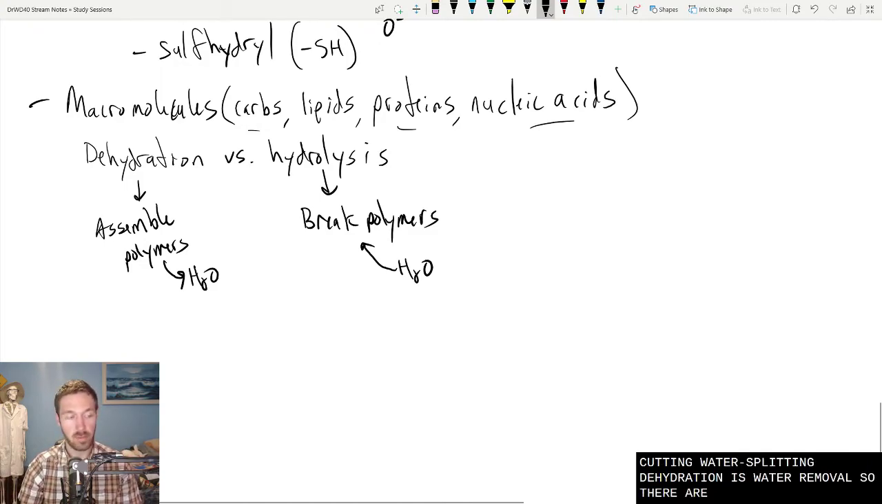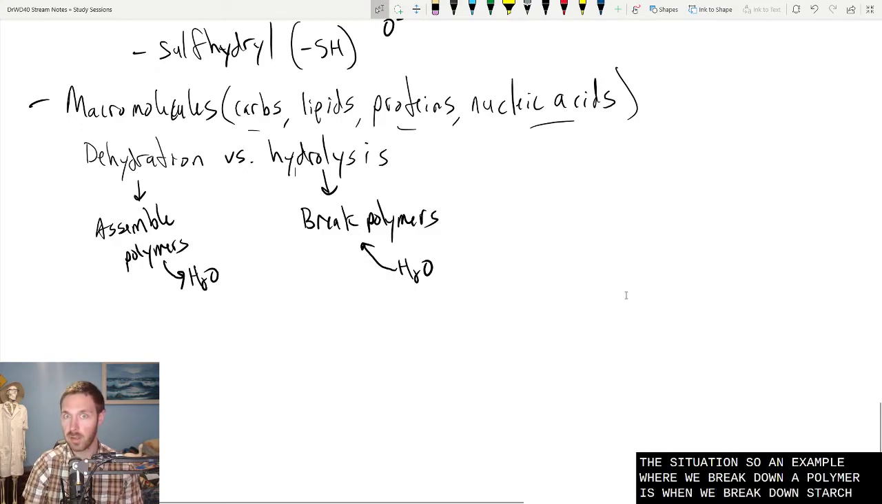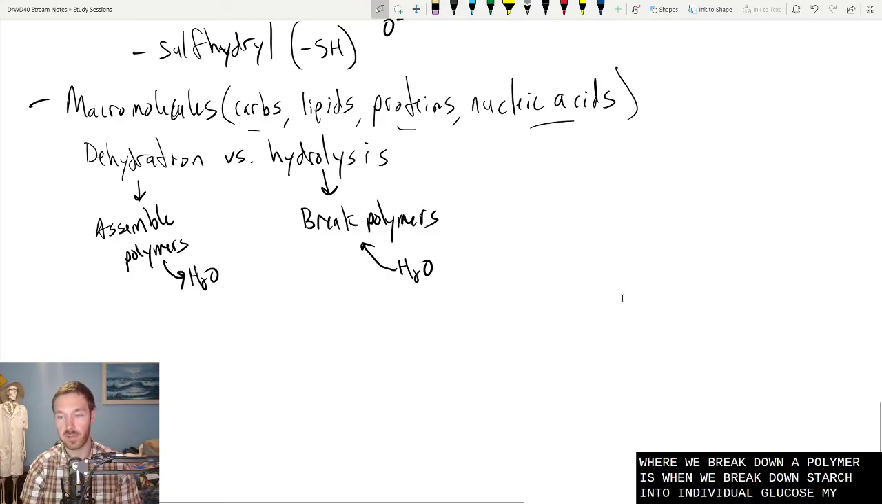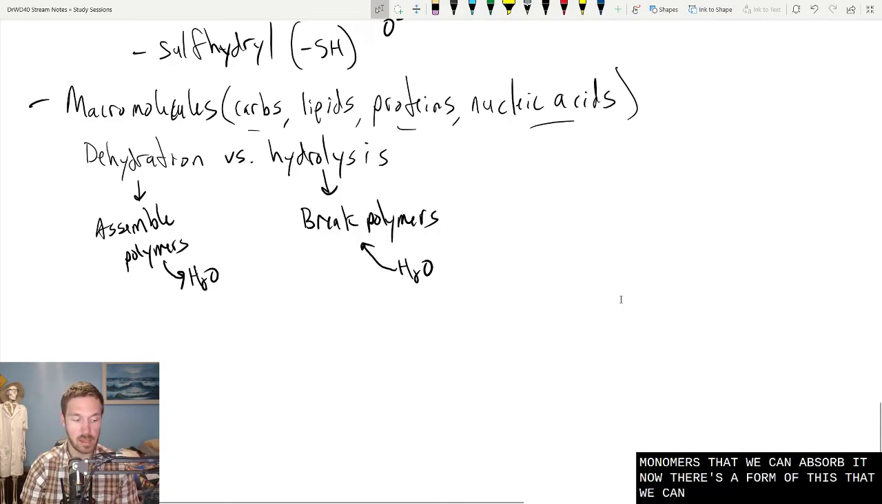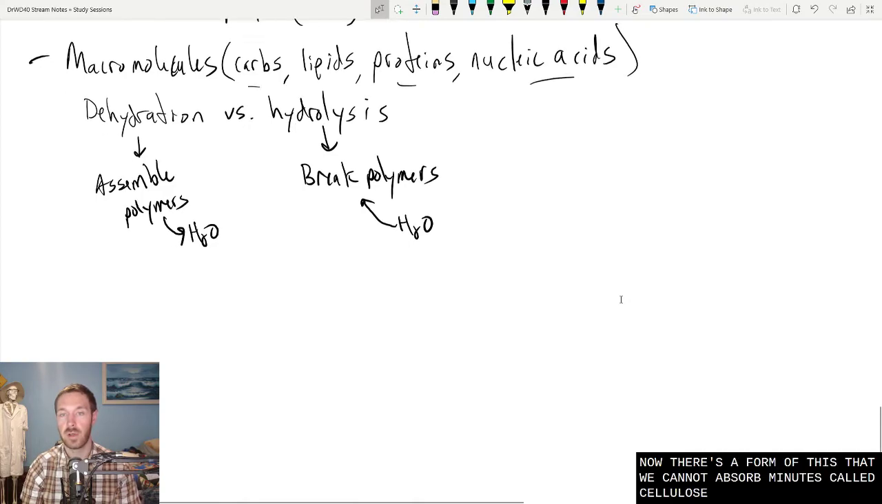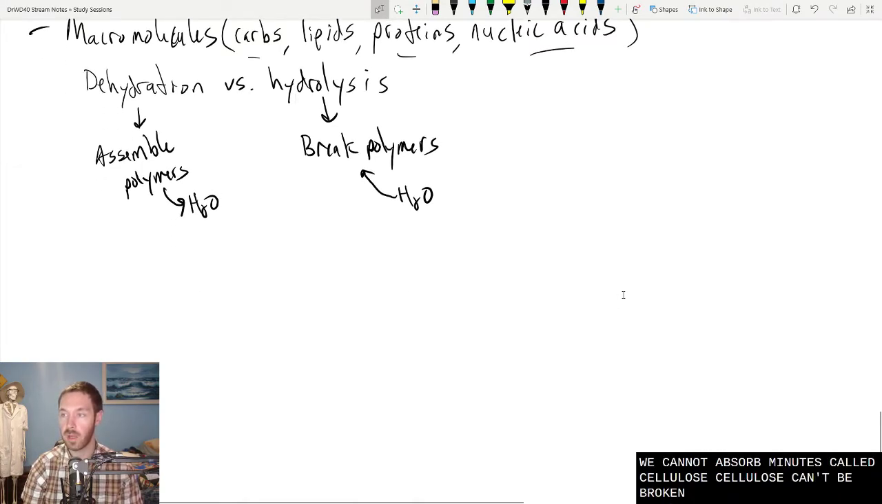So there are times where we want to make polymers and times where we want to break polymers depending on the situation. So an example where we break down a polymer is when we break down starch into individual glucose monomers so that we can absorb it. Now there's a form of this that we cannot absorb, and it's called cellulose. So cellulose can't be broken down because we lack enzymes that can break down beta glycosidic linkages.